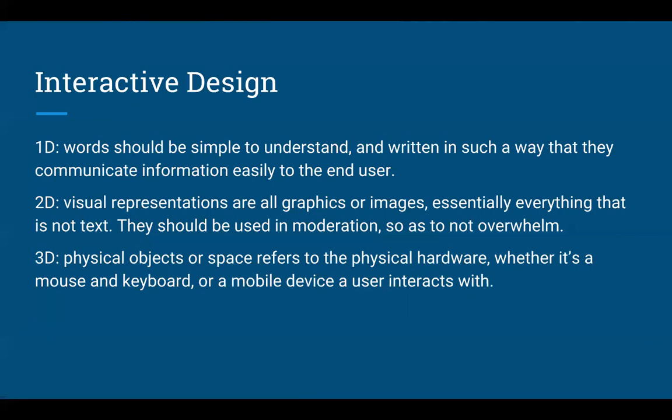The third dimension, physical objects or space, refers to the physical hardware, whether it's a mouse or a keyboard or a mobile device a user is interacting with. So that means, how are they using your site? How are they looking at your site? Are they on a laptop? Does it work a certain way on a laptop where it works differently on a cell phone? So these are all things to think about when you are creating that. And send your link to your cell phone to double check it.